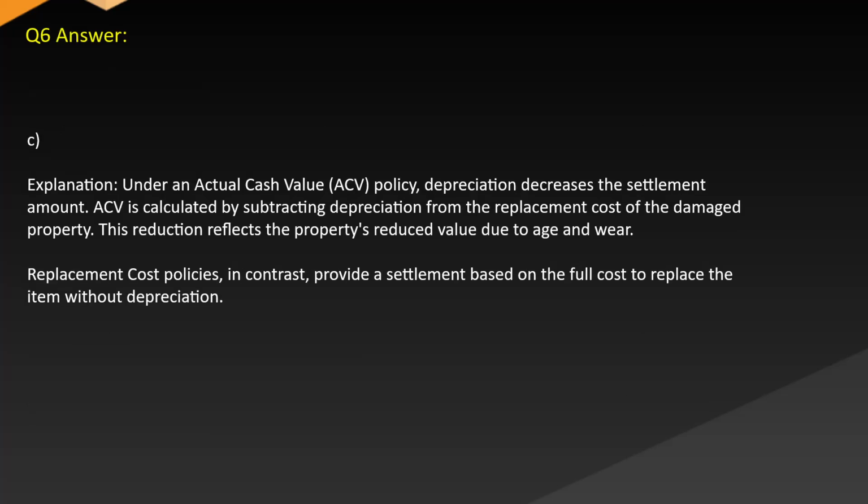Answer: C. Explanation: Under an actual cash value (ACV) policy, depreciation decreases the settlement amount. ACV is calculated by subtracting depreciation from the replacement cost of the damaged property. This reduction reflects the property's reduced value due to age and wear. Replacement cost policies, in contrast, provide a settlement based on the full cost to replace the item without depreciation.